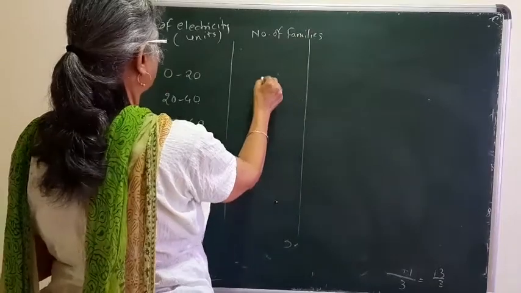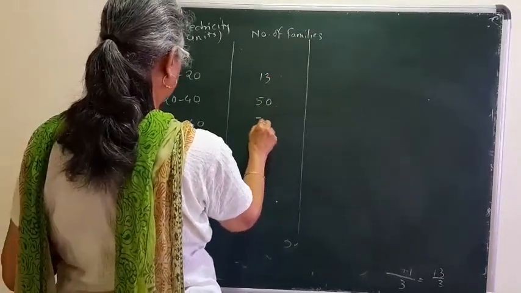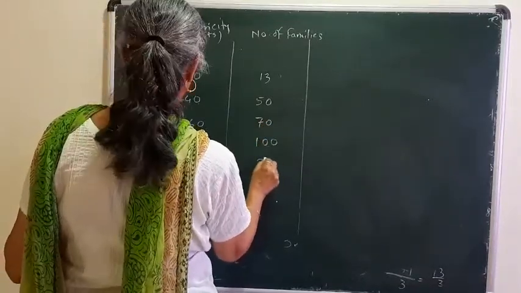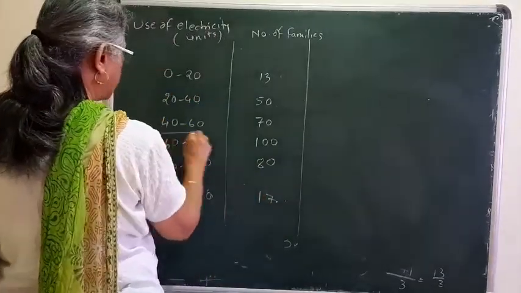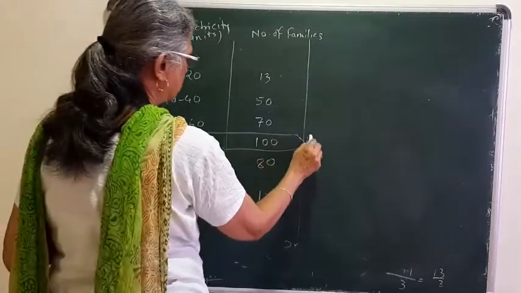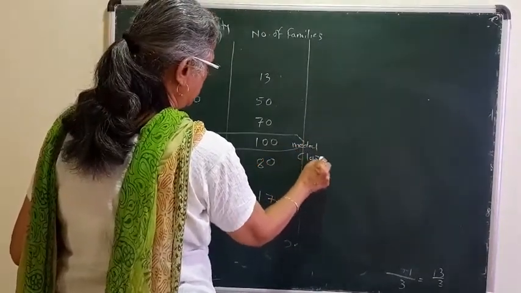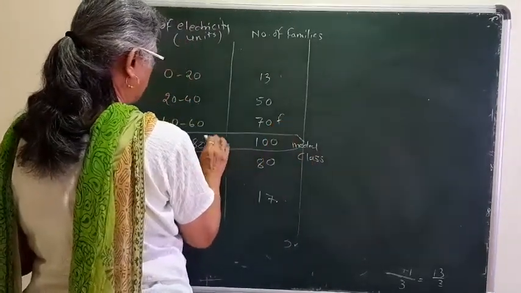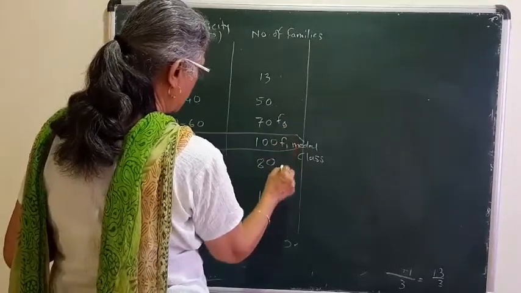So 13, 50, 70, 100, 80 and 70. So which will be the modal class? The highest frequency is 100. So this will be the modal class. So here this will be F1, then this will be F0, and this will be F2.